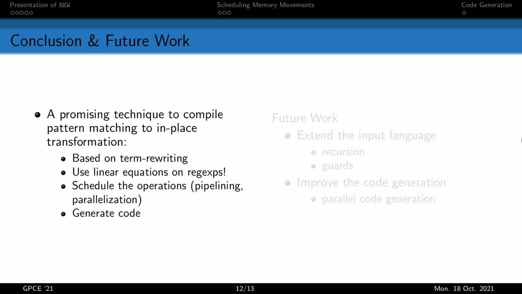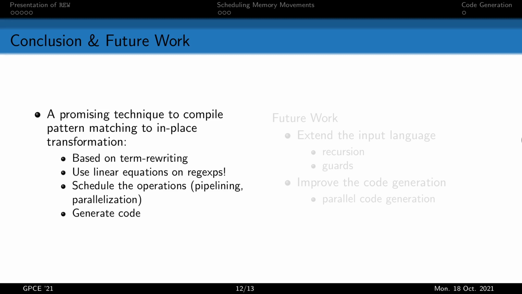Yeah, the presentation was pretty dense, and I encourage you to see our paper for more details. But to sum up, we have a promising technique to compile structural transformations expressed as pattern matching rules. These techniques use many different tools, like term rewriting, regexp, from which we can extract linear equations that are used to produce a polyhedral schedule from which we can then generate code.